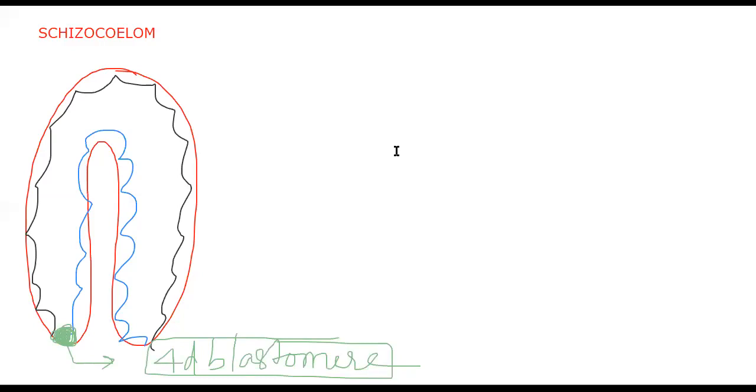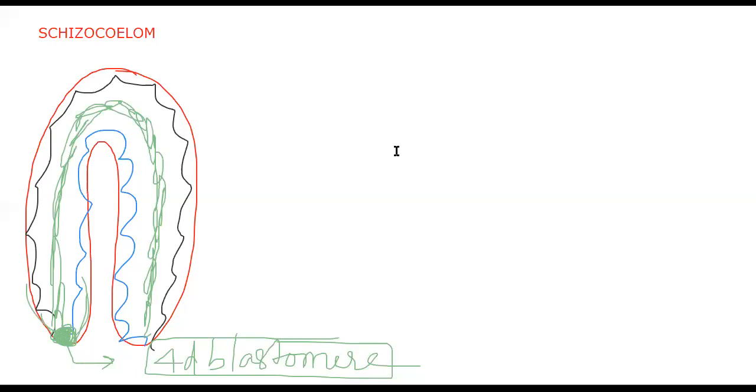The 4D blastomere, or mesentoblast cells, are originated where? At the rim or margin of the blastopore, where ectoderm and endoderm are continuous with each other. The mesodermal cells originate there and divide. Before we go on, let's remind ourselves of the cases. In the acoelom, mesoderm filled the total cavity. In the pseudocoelom, it went towards the ectoderm side, isn't it? Now in the schizocoelom, it is not going anywhere, just staying in the middle.